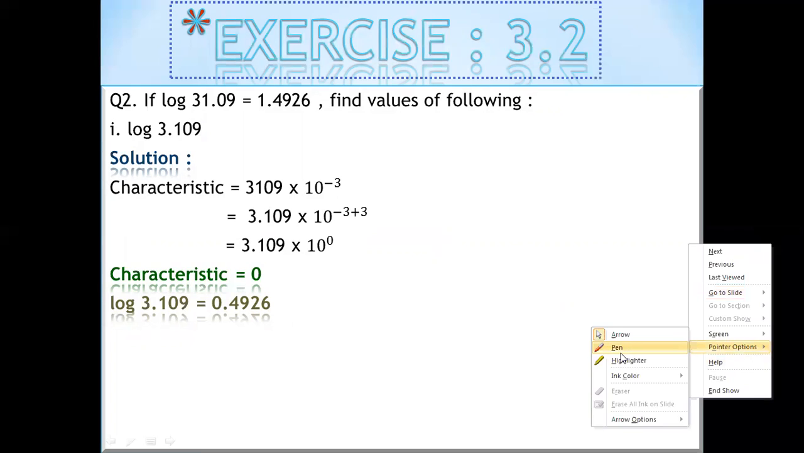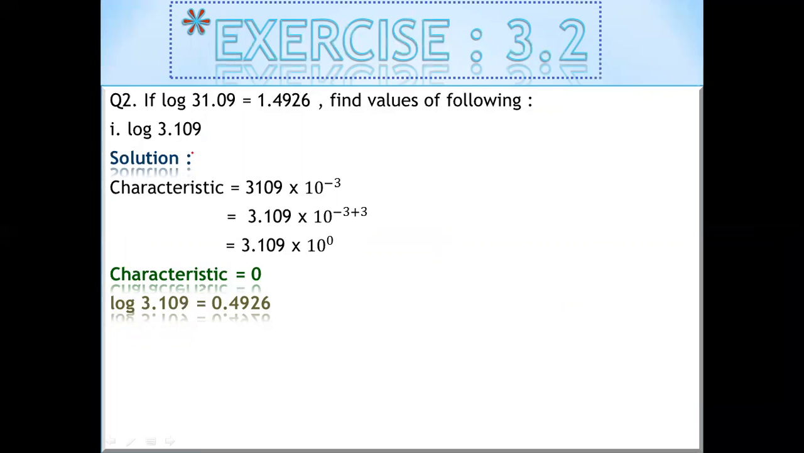Question number 2. If log 31.09 is equal to 1.4926, find the values of the following. 4 parts are given to you, but you notice that in all the parts the number is the same: 3109, 3109, 3109. It means that our Mantissa will be unchanged, because the answer for that number is already given to us, so there is no need to check these numbers in the log table. We use the same Mantissa for all the parts, only we change the characteristic.